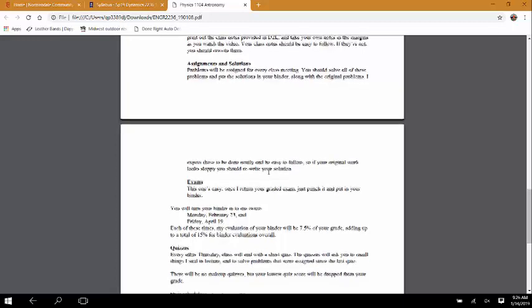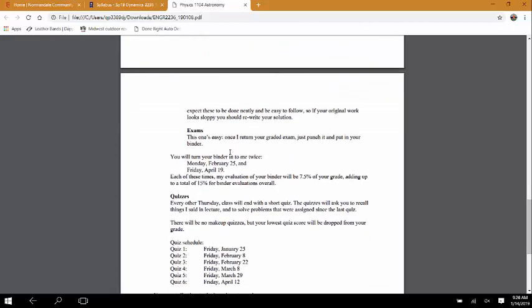Binders will be turned in to me twice. Monday, February 25th, and Friday, April 19th. Those dates have just been chosen so that I can get them back to you in plenty of time to study for the next quiz or the next exam. That's the idea.